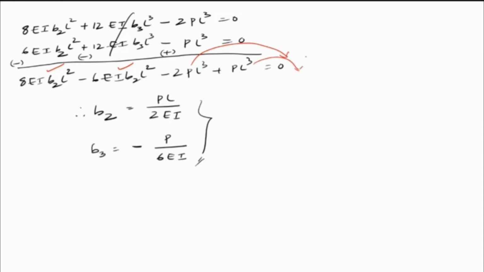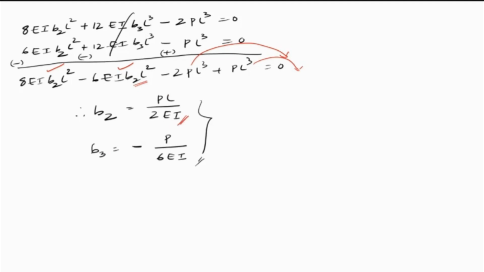This is negative. When I send it to the RHS, it will become positive. Similarly, this is positive. When I send it to RHS, it will become negative, because these are the two terms which are not consisting of any EI and B2. Constant terms means this is the term which is not consisting of any unknown B2. So that I have taken to the RHS. After simplification, I got the value of B2 as PL divided by 2EI.